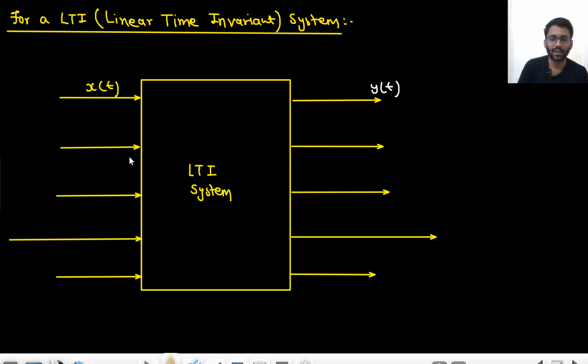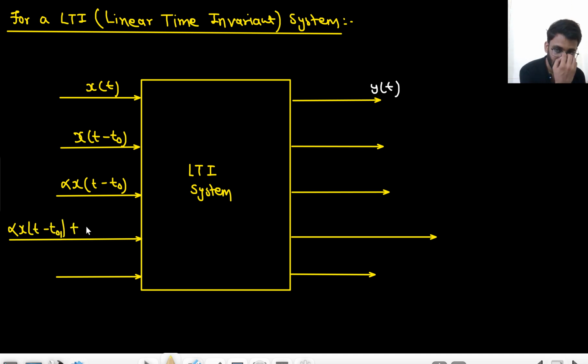Now I will be applying different kinds of inputs. Let's assume I am applying x(t - t0). Then I am applying alpha x(t - t0). Then I am applying alpha x(t - t01) plus beta x(t - t02). Then I am applying x(2t). So what happens in an LTI system? What is an LTI system? Linear time invariant.